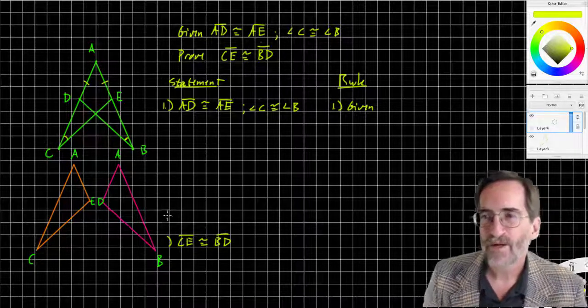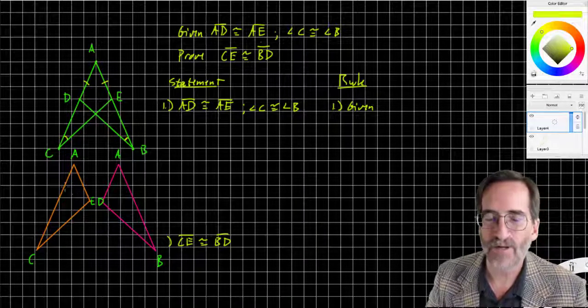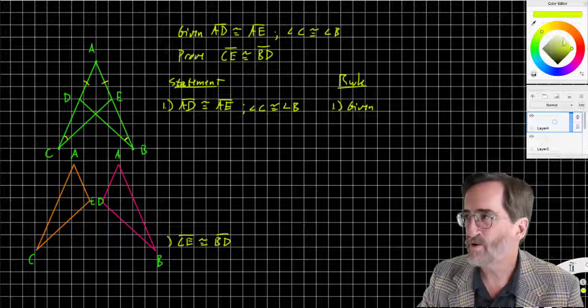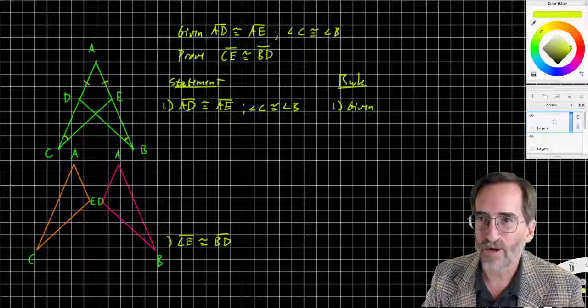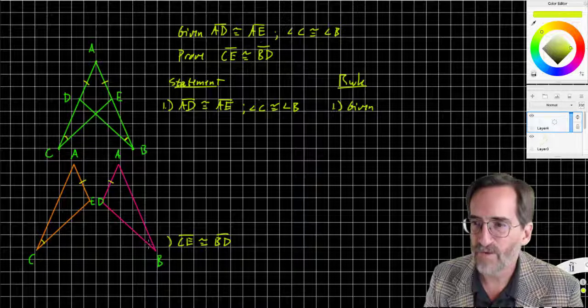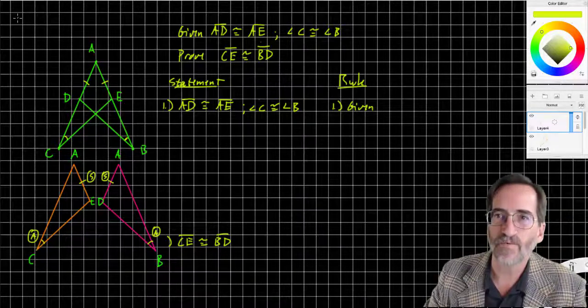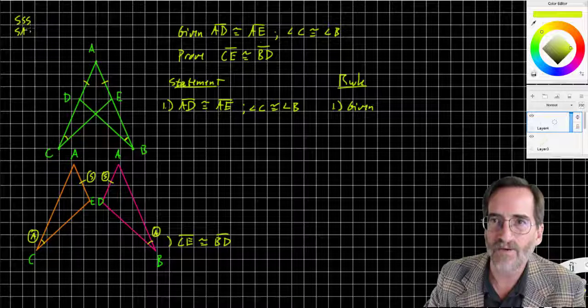Like I said before, it's easiest if you separate the triangles that you're talking about and sketch them separately, and then label what you know. We know AD is the same as AE, and we know angle C is the same as angle B. So right now I've got an angle and a side. That's not enough to prove triangles congruent. For those we need side, side, side, side, angle, side, angle, side, angle, angle, angle, side, or hypotenuse leg.